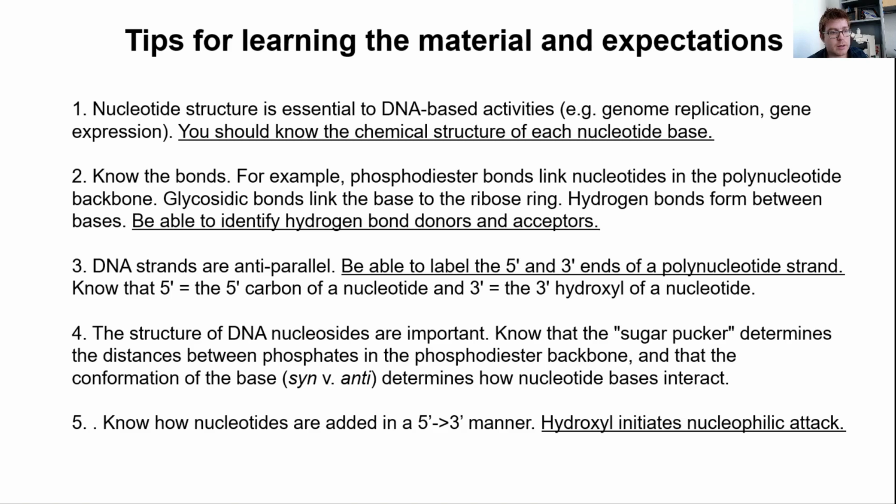And so just feel free to reach out if you need clarification on any of these issues. And next time we're going to be learning more about the structure of DNA and how we package it into chromosomes.